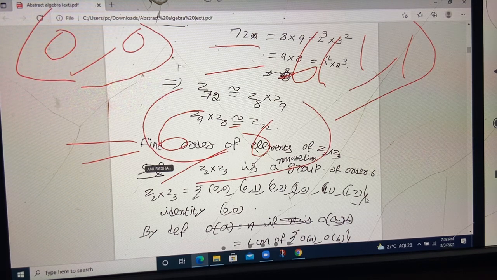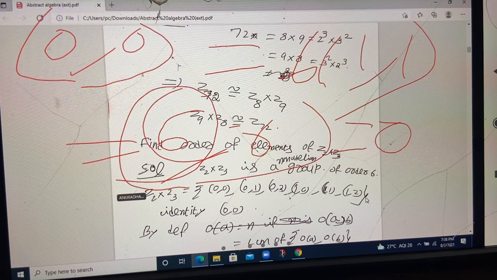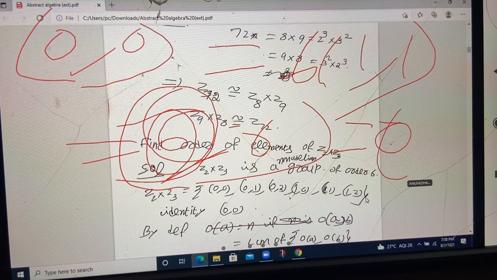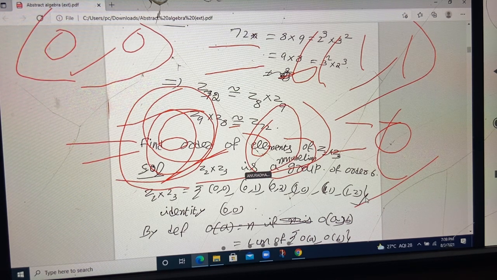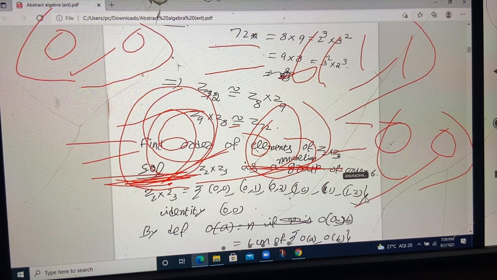(6, 6) means you know that 6 is 0 in Z2. Why is it 0 in Z2? Because it is divisible by 2: 6 divided by 2, the remainder is 0. In Z3, 6 divided by 3 gives remainder 0. So when it is 2 or more than 2, we have to divide by 2. If this is 3 or more than 3, we have to divide by 3 and write them. So this is (0, 0).